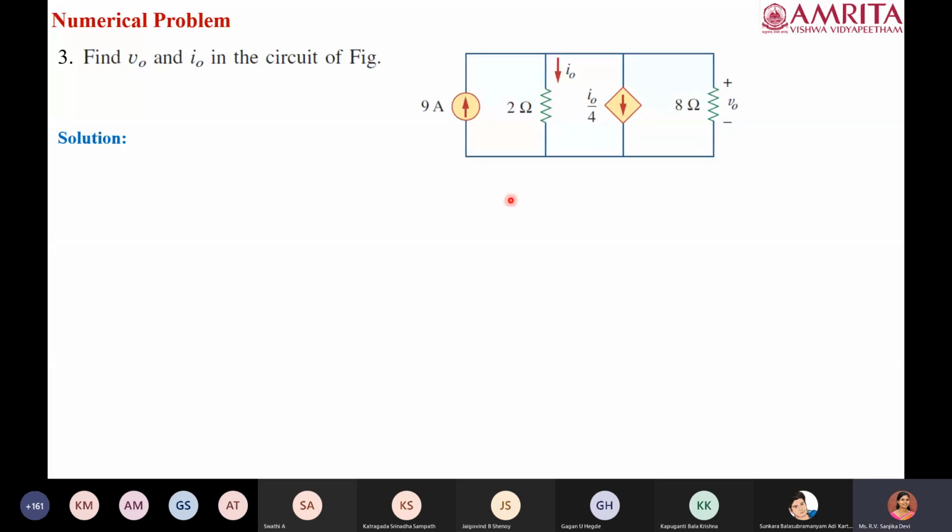Okay, so here we have all the branches in parallel. In the previous numerical, all the branches were in series, whereas here all the branches are in parallel. So it is easy to apply KCL rather than KVL. Okay. So right now, have you copied the question? Yes, ma'am. Okay.